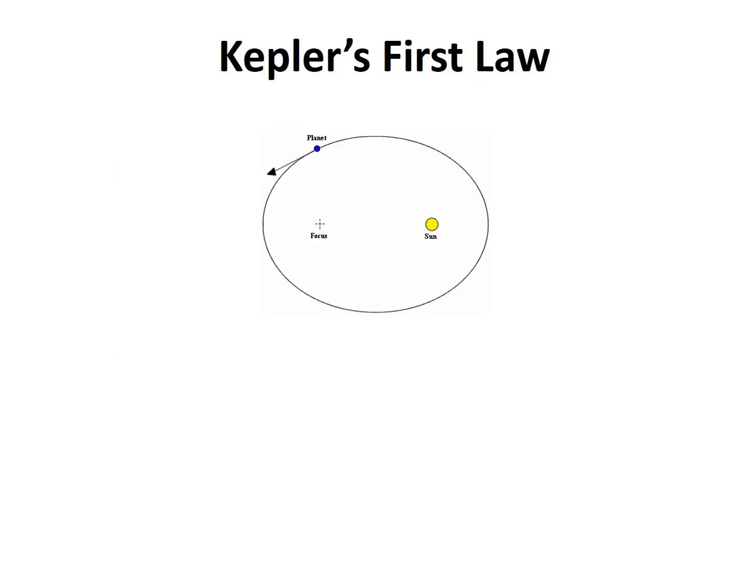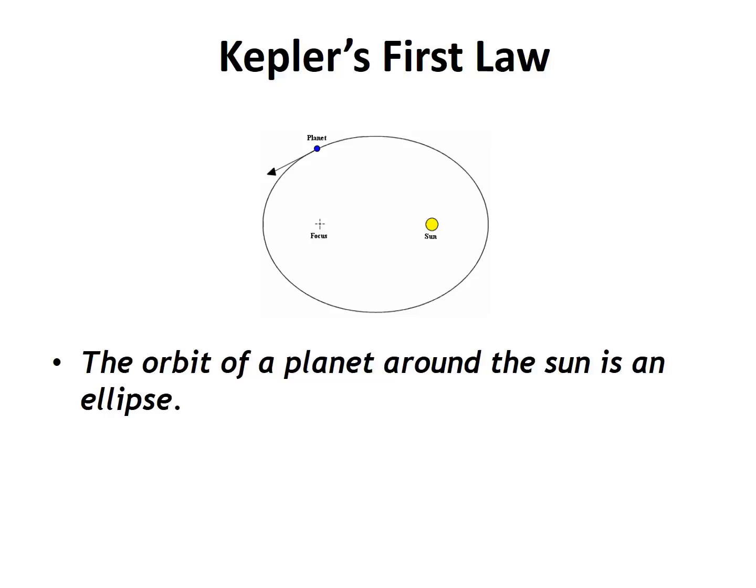First, planets did not orbit the sun in perfect circles. Rather, they orbited the sun in ellipses. The fit of the Mars positional data to a circle was very poor indeed, while the fit to an ellipse was quite good. Kepler's first law is that the orbit of a planet around the sun is an ellipse.